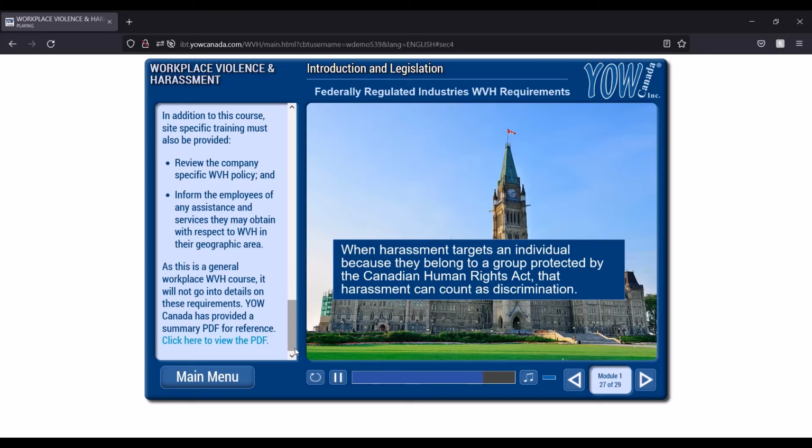Review the company-specific WVH policy and inform the employees of any assistance and services they may obtain with respect to WVH in their geographic area. As this is a general workplace WVH course, it will not go into details on these requirements. YOW Canada has provided a summary PDF for reference. Click here to view the PDF.